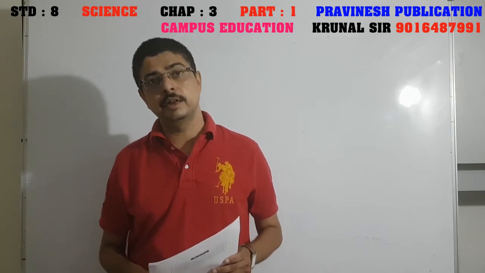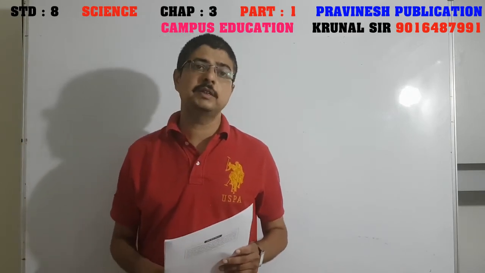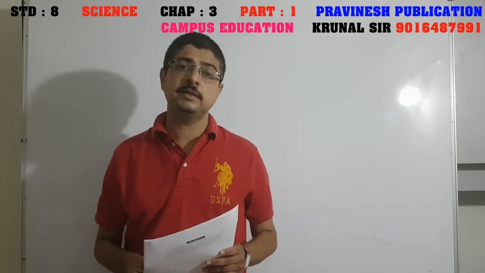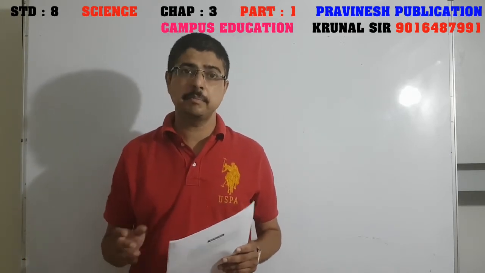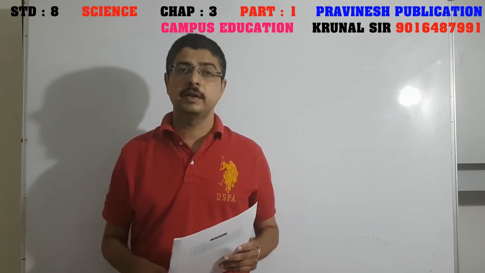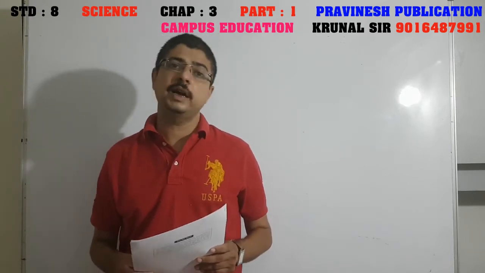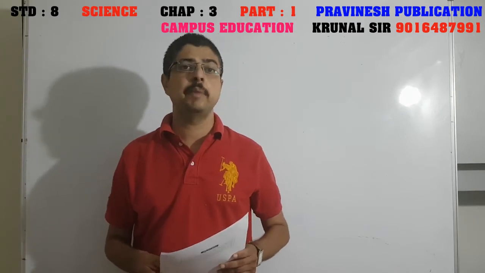Next in our list, parachute. A parachute is made up of nylon, which is a very strong fiber, and that is a synthetic fiber. So that is a man-made fiber. A fishing net is also made up of nylon. So that is also a synthetic or man-made fiber.